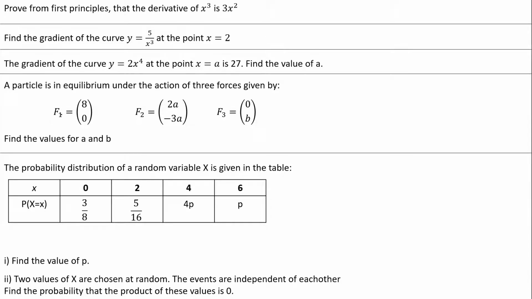We need one here, which is just equating forces. So we have forces on all three of them together at equilibrium. And then the last one is a probability distribution. Okay, so let's get started with the first one.